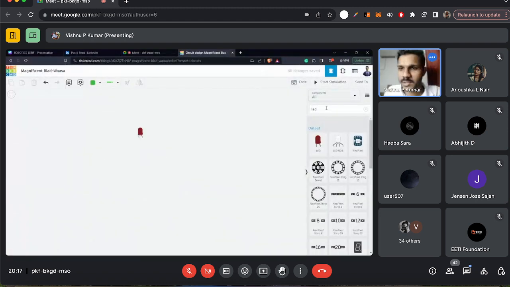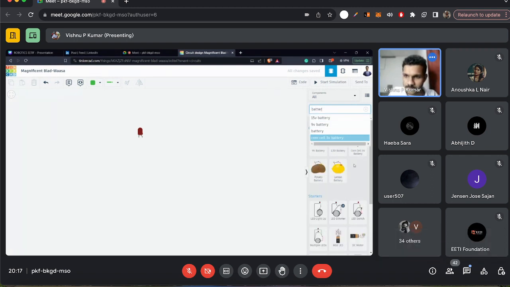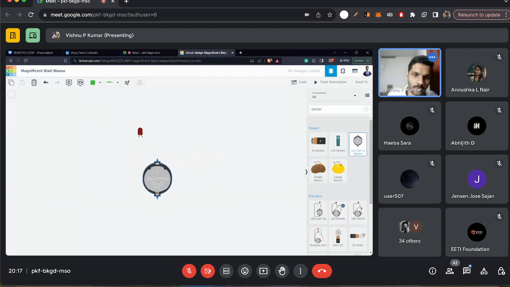For now we are just going to use a 3.5 volt battery. Then we are going to use a resistor also. I'll search for battery and take this coin cell battery. That's a 3.3 volt battery. I'm having a cathode and an anode. Which is the positive one, cathode or anode?